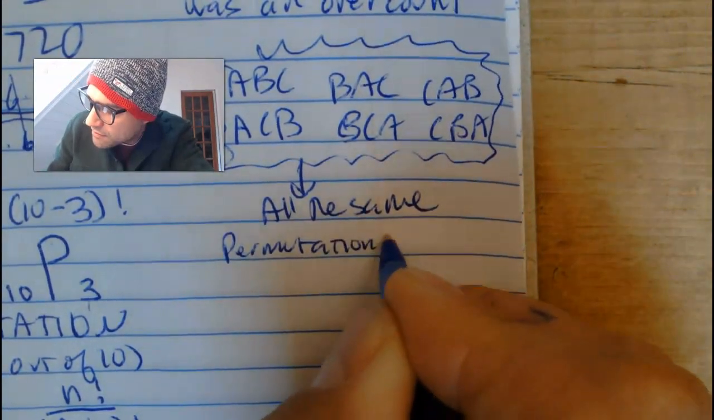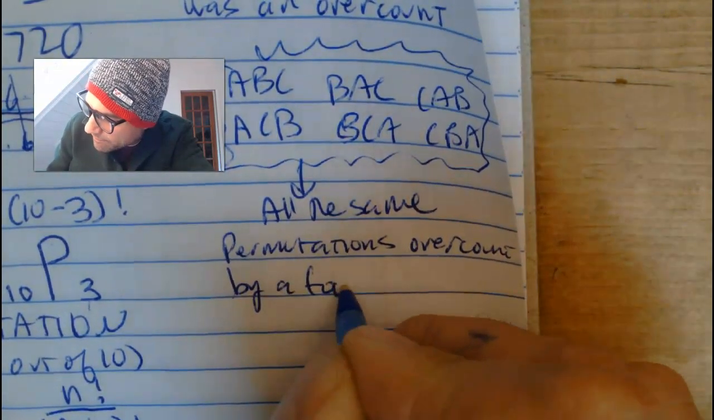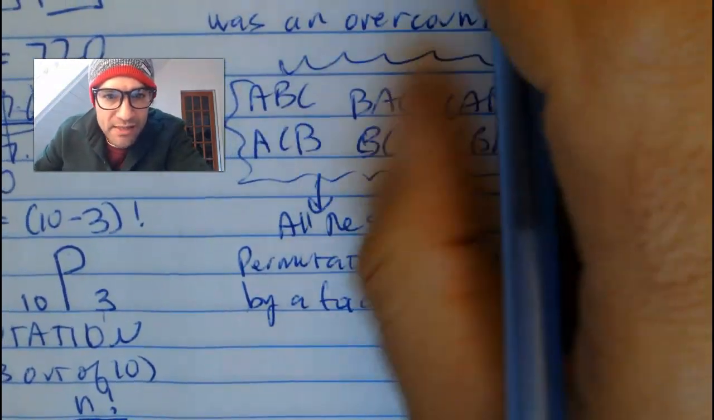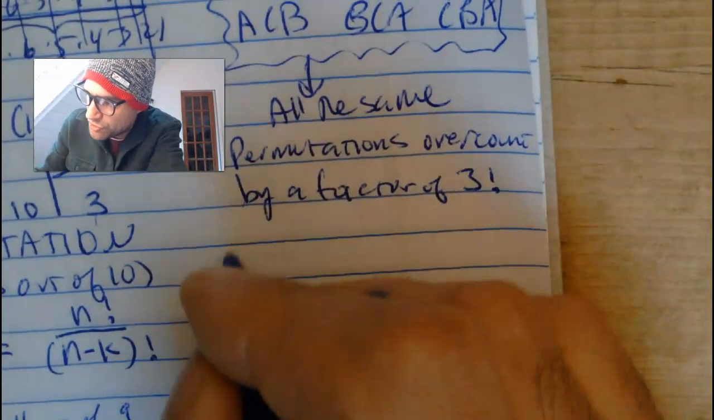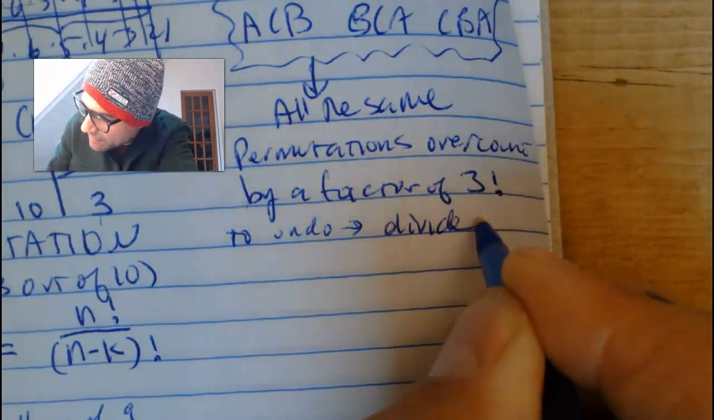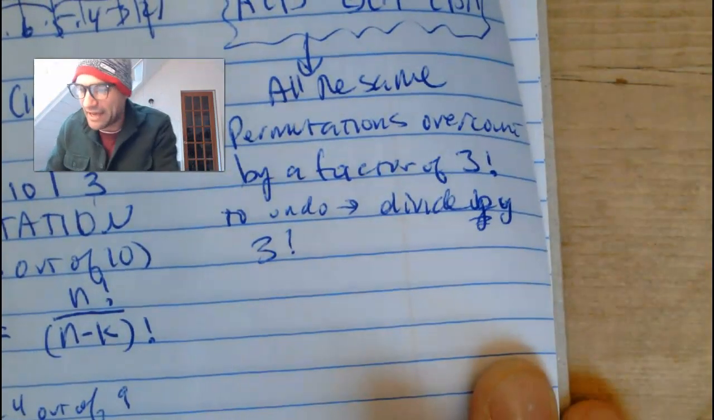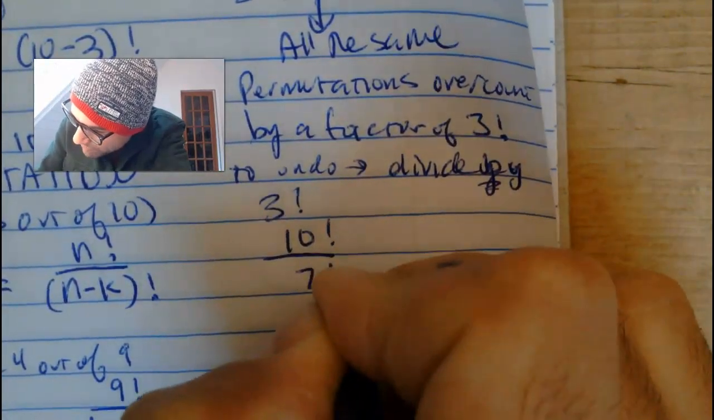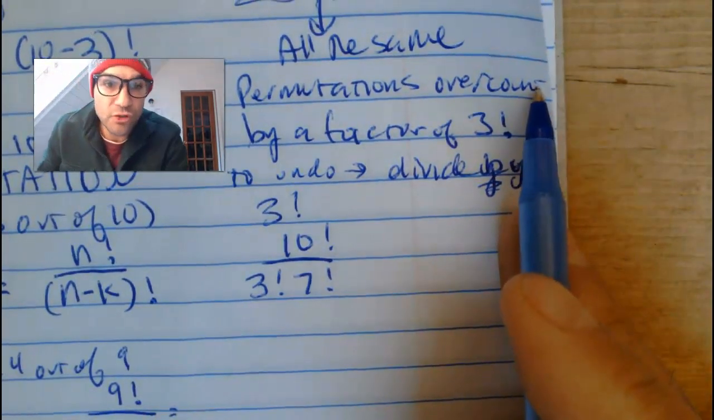permutations overcount by a factor of 3 factorial, which is the 6 ways that I could arrange those 3 books. So I need to basically divide to undo that. I need to divide by 3 factorial. So what I need to actually do is 10 factorial over 7 factorial, but also divided by 3 factorial to make up for it. All right, which is kind of crazy.